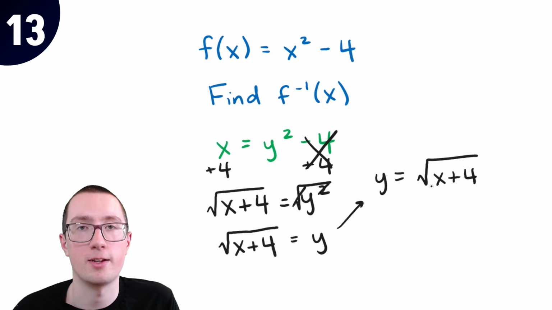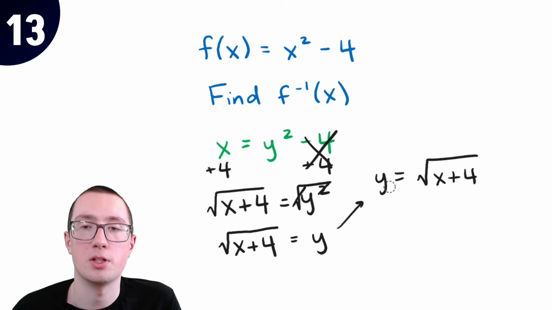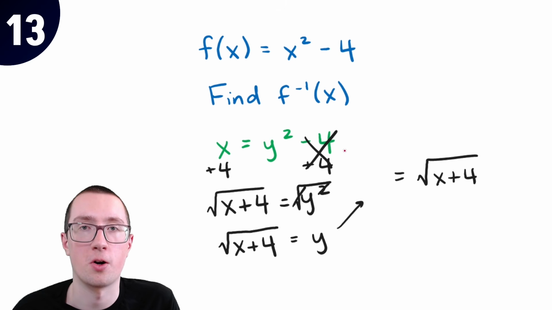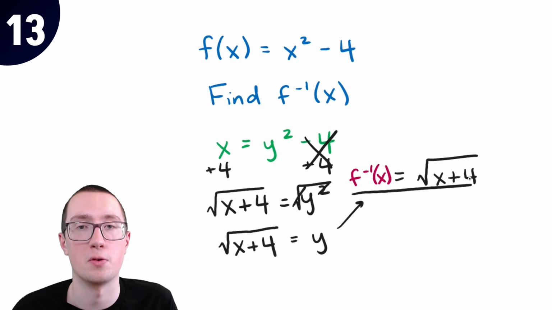And now here's the final step. This y, remember, we just turned it into y to make it easier. So let's turn it back to f of x. But instead of f of x, we're going to write our inverse function notation, which is f to the -1 of x. And there you go. This is our inverse function. f to the -1 of x is equal to the square root of x plus 4.